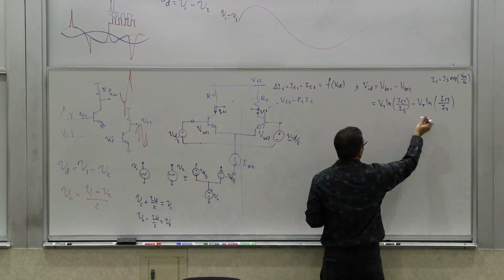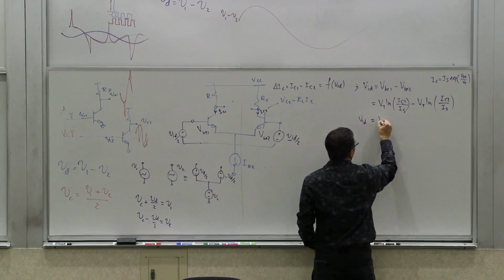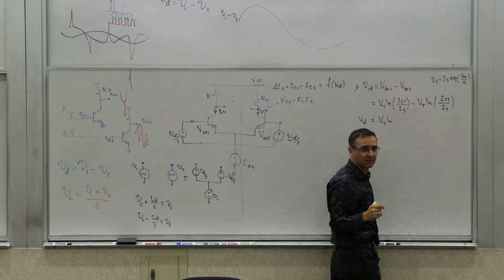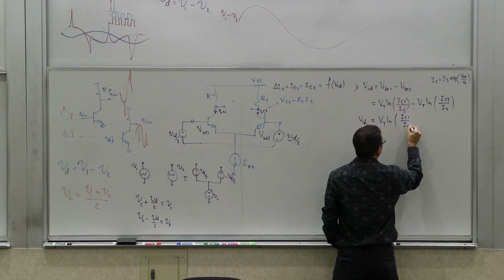And of course, you're subtracting two logs. What do you get? So VID is going to be VT natural log of this divided by that, the argument, which would be basically IC1 over IC2.